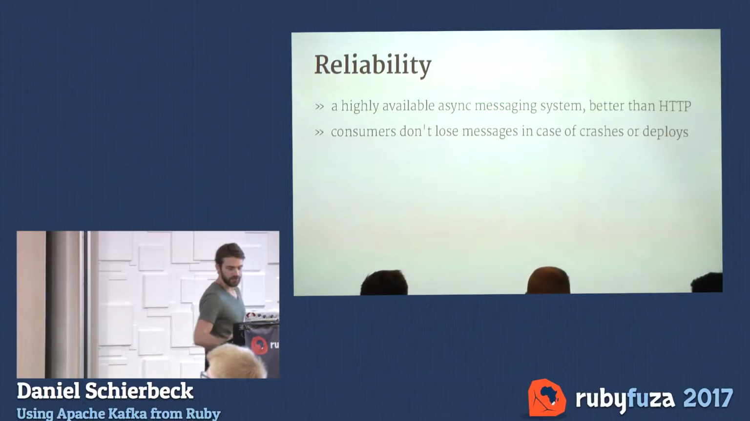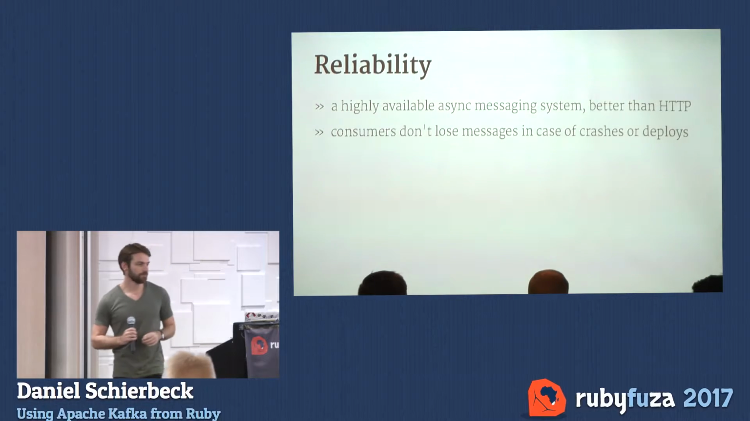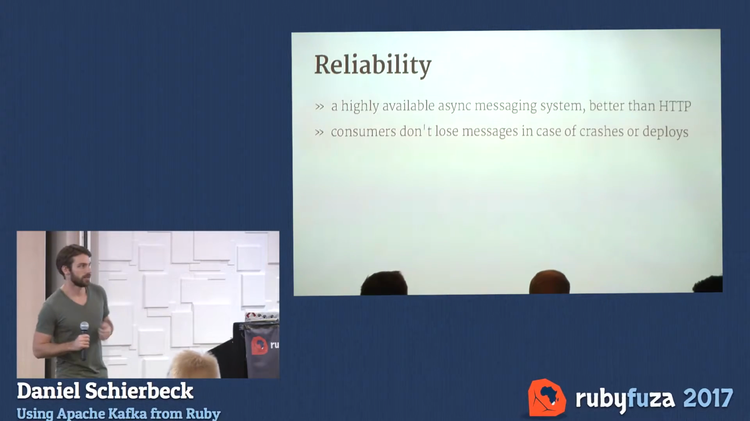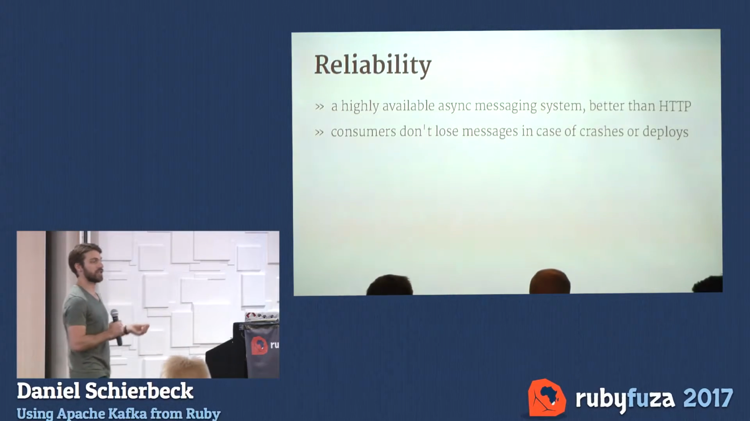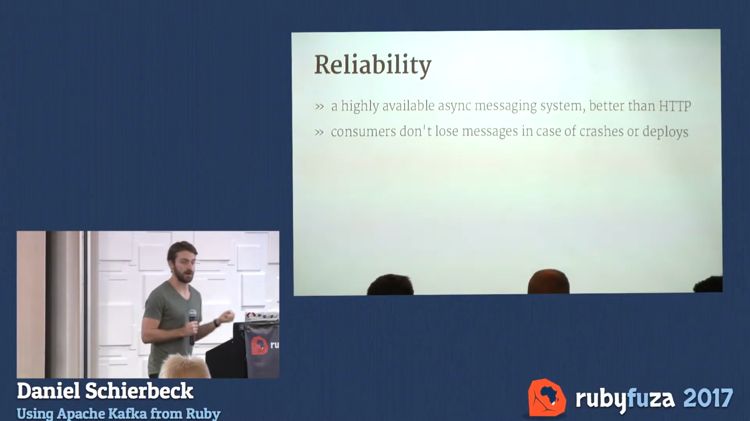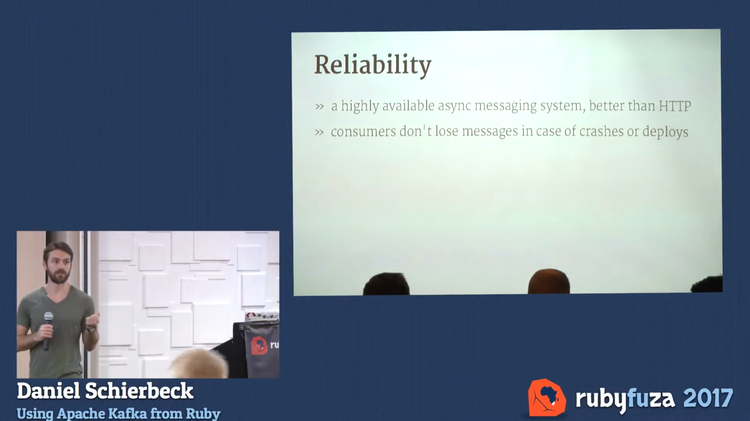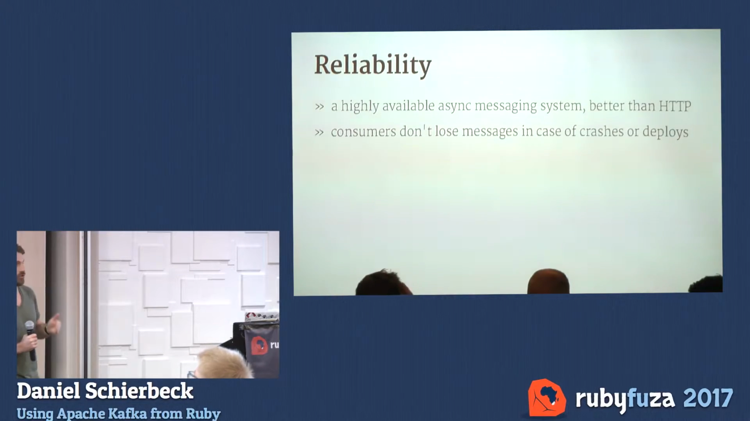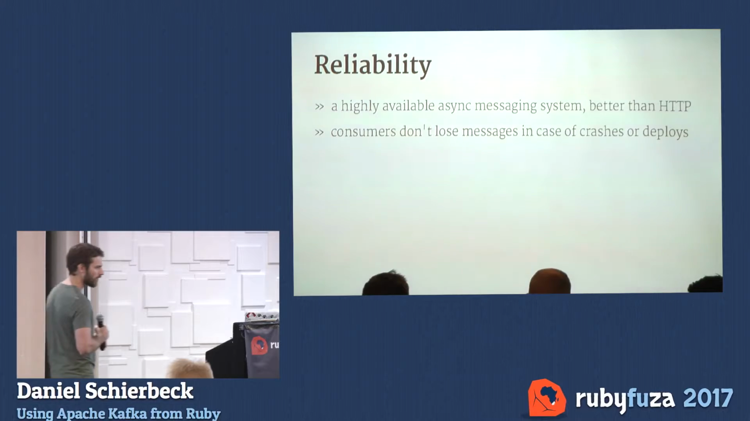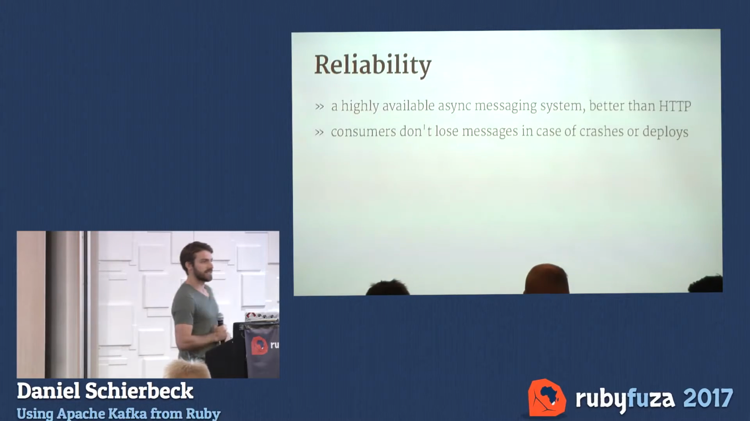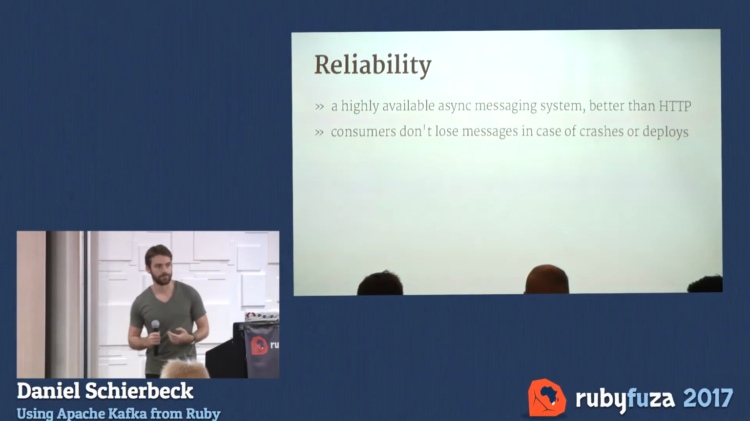So related to coupling is reliability. First of all, Kafka is highly available. Each partition has a primary node responsible for accepting writes. And if you have replication in place, there's automatic failovers to replicas. But what it really means is you can have a reliable system.